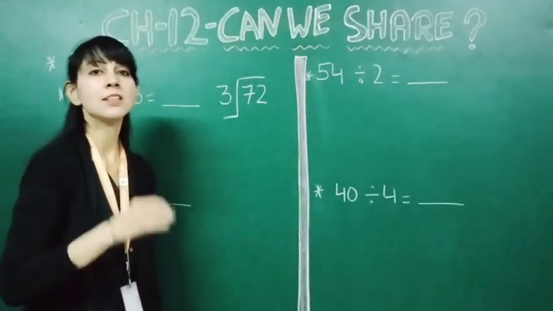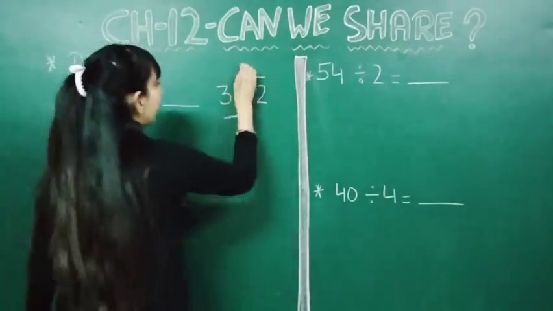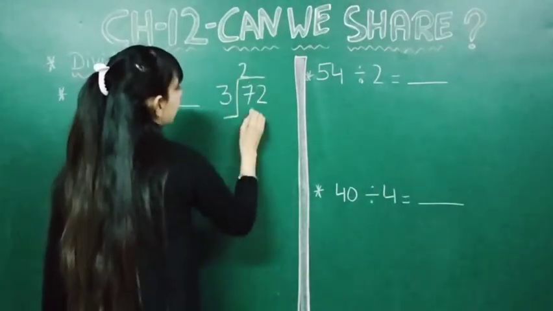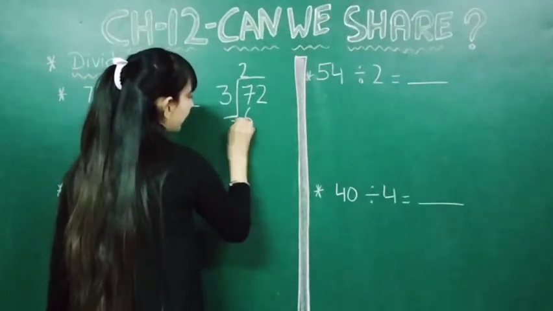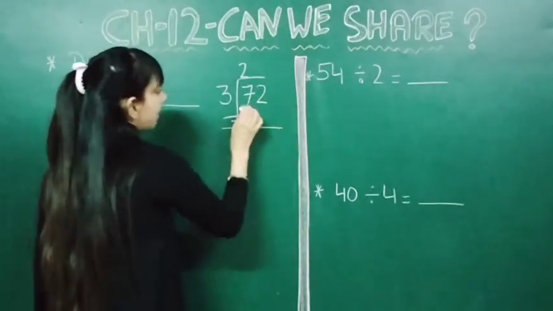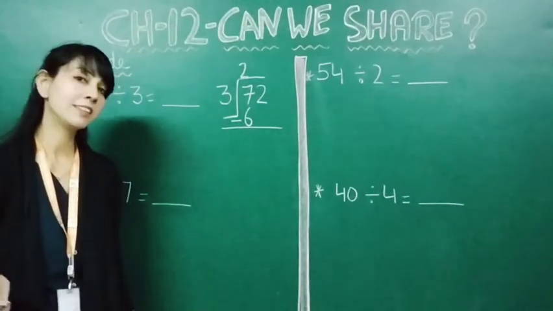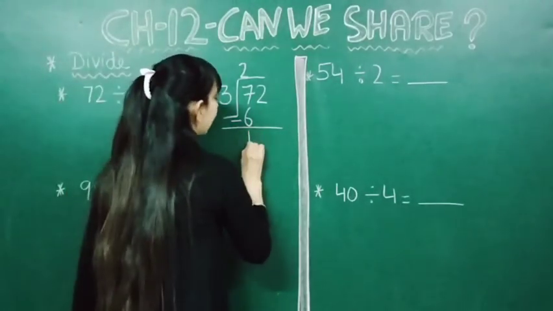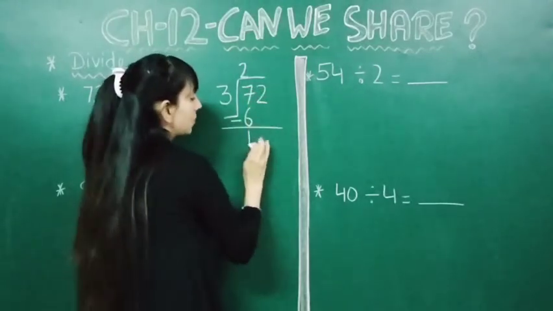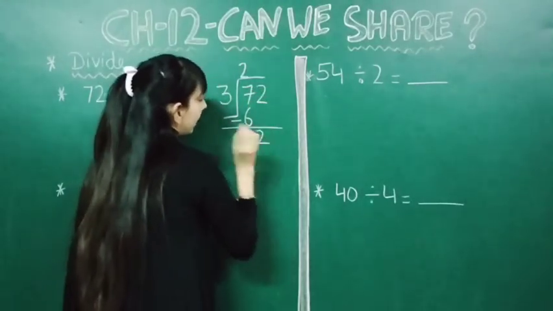So we will take 3 2s are 6. So here we will write 2 and here we will write 6. Okay, and we will just subtract it. Now 7 minus 6 you will do, then what you will get? Yes, 1. And you will just place this 2 down. So it will become 12.